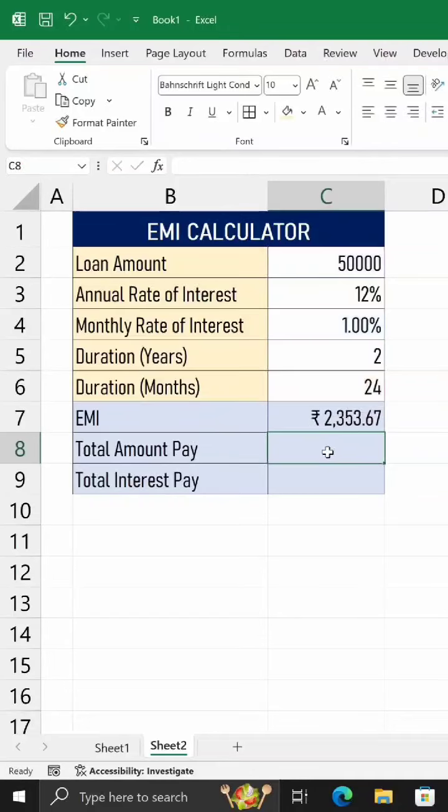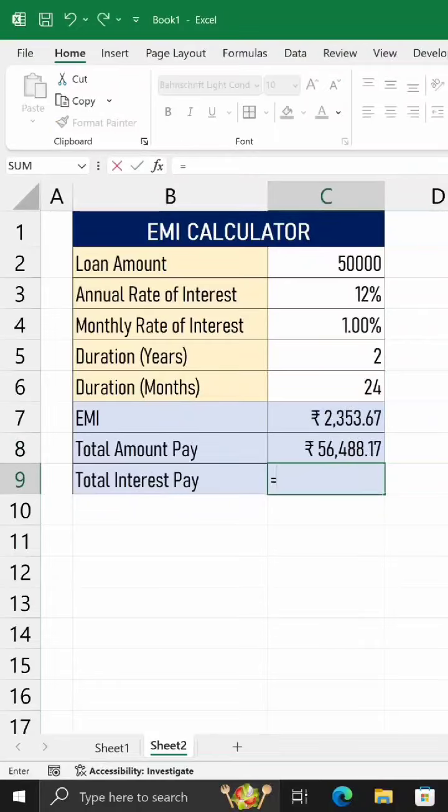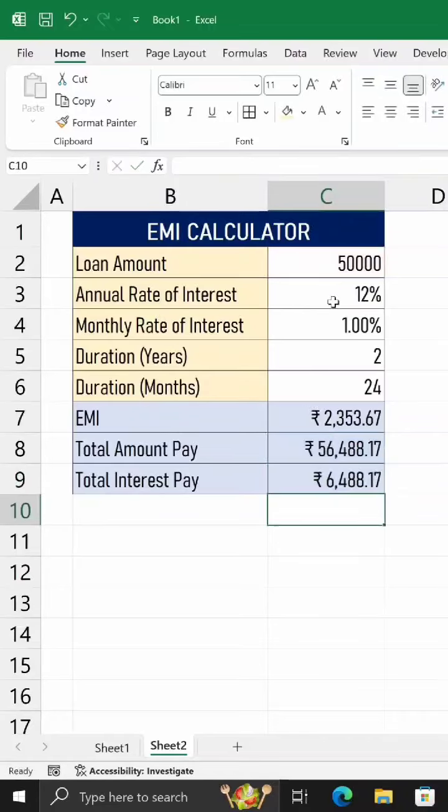This is my monthly installment, and if I need to calculate the total amount paid, this EMI will go up to 24 months. So I am selecting it and multiplying it. And if I want to find out the interest paid, I just need to deduct my loan amount from my total amount paid, and that will be this one, the interest paid.